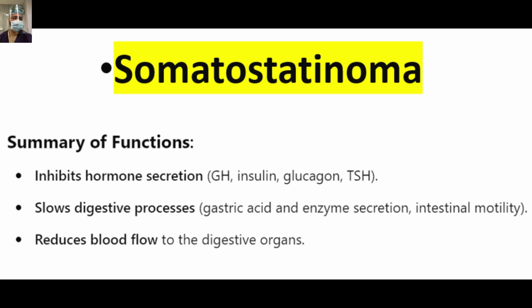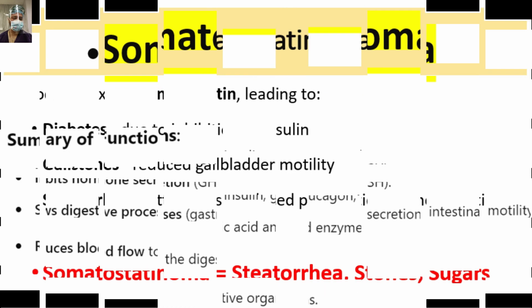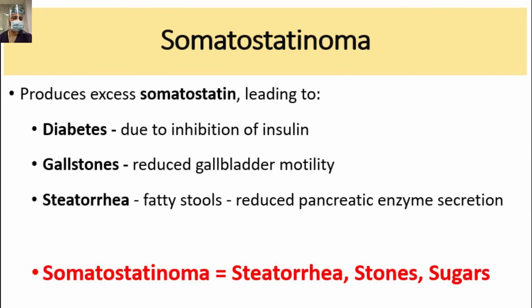It inhibits hormone secretion: growth hormone, insulin, glucagon, TSH. It slows the digestive process, gastric acid, enzyme secretion, intestinal motility, and reduces blood flow to the digestive organs. So with somatostatinoma, everything becomes static. Excess of somatostatin leads to diabetes mellitus because it is inhibiting insulin secretion.